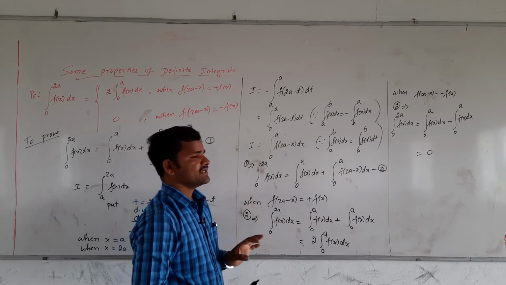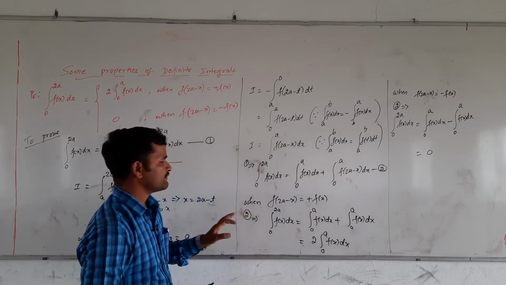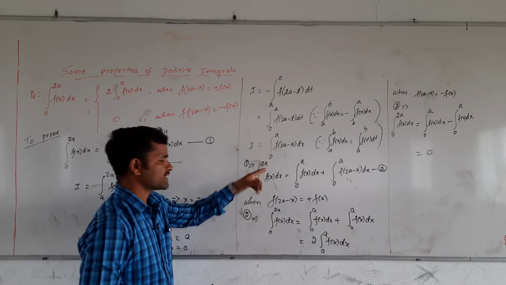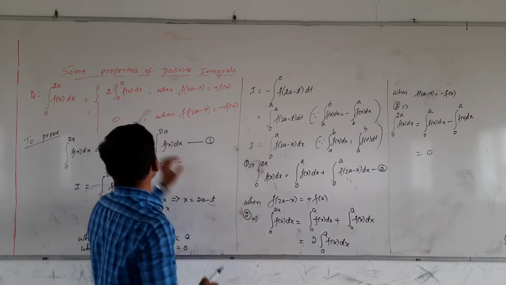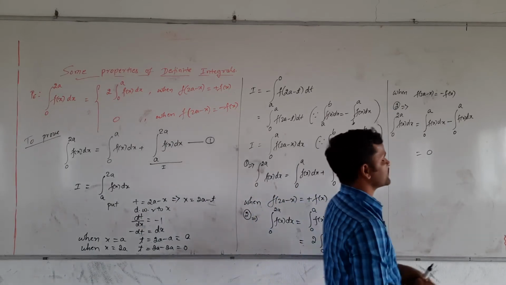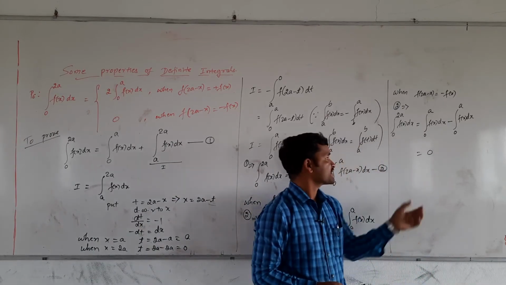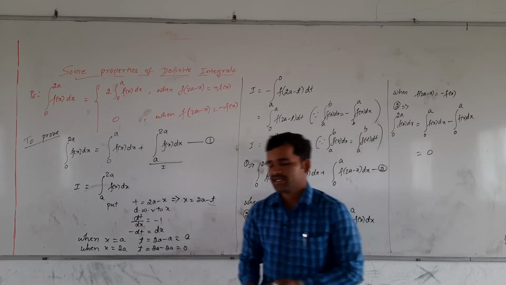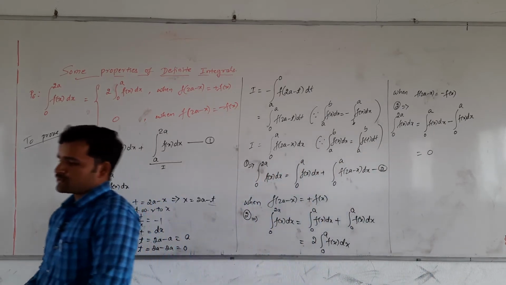Now, we will consider the cases, that is when f of 2a minus x is equal to plus f of x, what happens to this? We are getting 2 times the integral from 0 to a of f of x dx. Now, second case, when f of 2a minus x is equal to minus f of x, we are getting that 0 as per the RHS part over there.